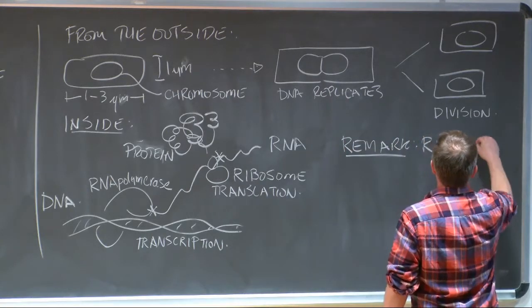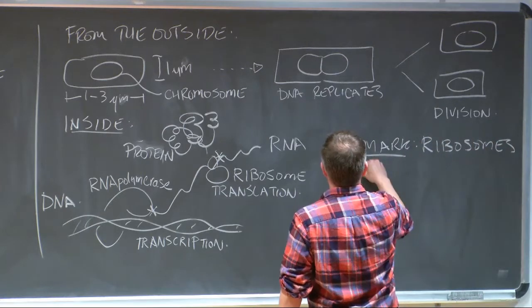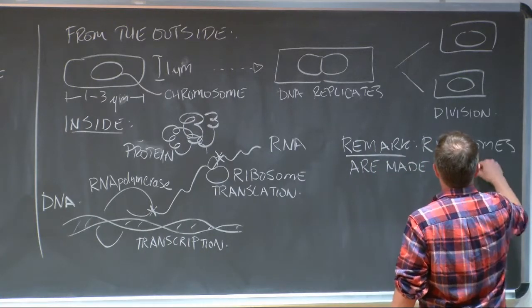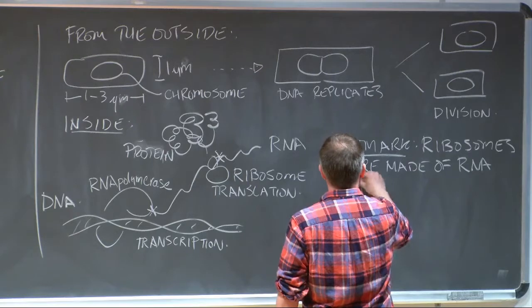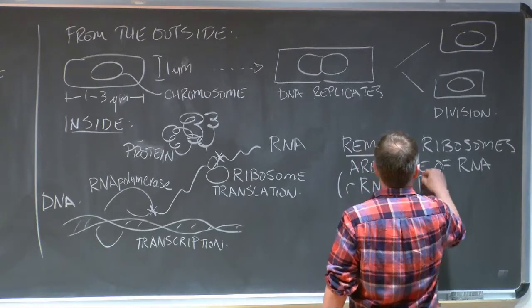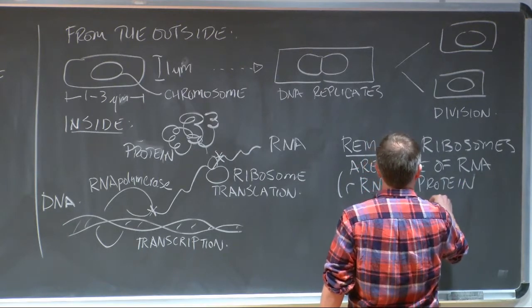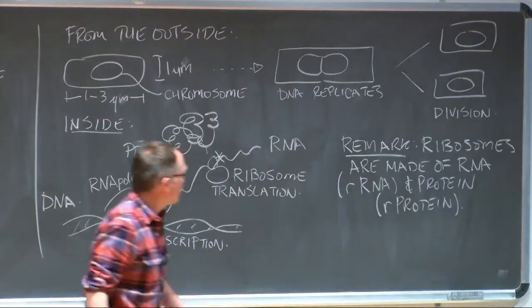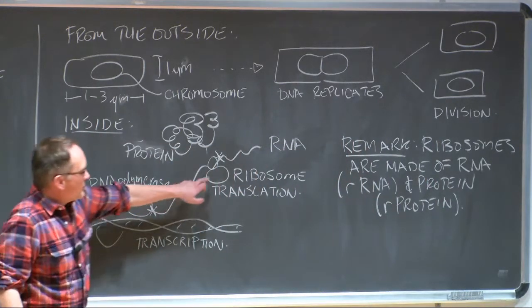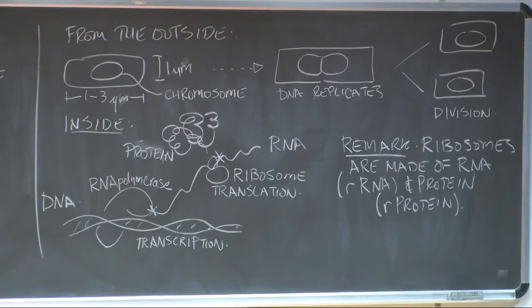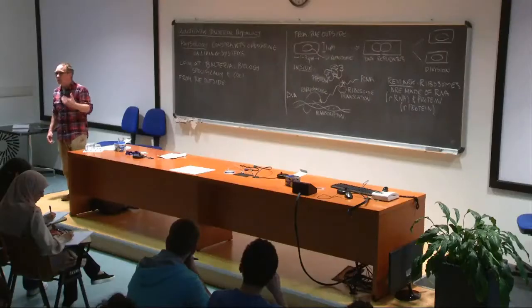These ribosomes are made of RNA, which is called ribosomal RNA, and protein, which is called R protein. Right, so the machine that does this job is itself made of the product that it produces. And so we have an intrinsic positive feedback loop, if you like, that lies at the core of this living system. And we'll exploit that viewpoint.